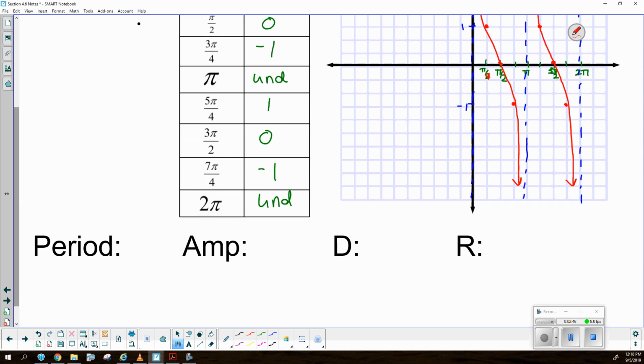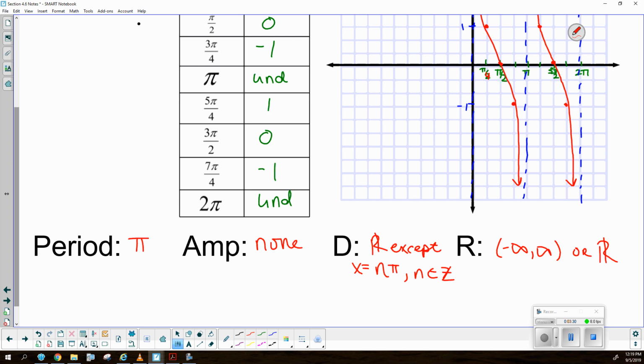Okay, let's talk about that then. The period of a cotangent is pi. It takes pi units before it starts repeating itself. Amplitude, there is none. The only 2 trig functions with an amplitude are sine and cosine. Domain happens to be all real numbers except at the pi's, at 1 pi, 2 pi, 3 pi, 0 pi, negative 1 pi. So it's all real numbers except n pi, where n is an element of the integers. Okay? Range is all real numbers.